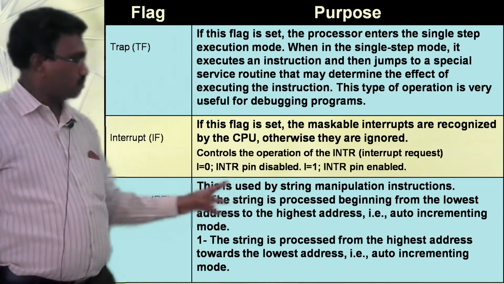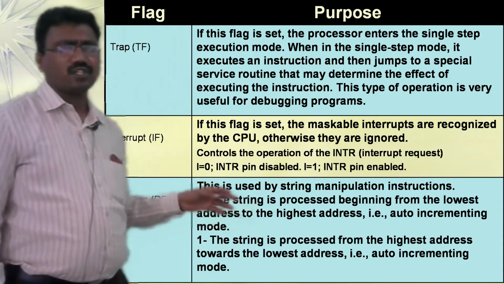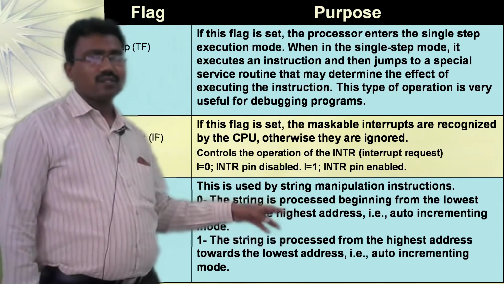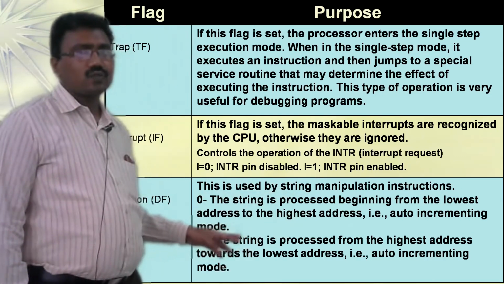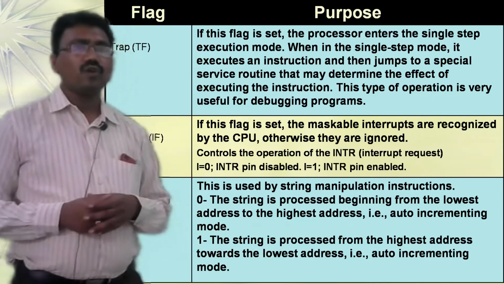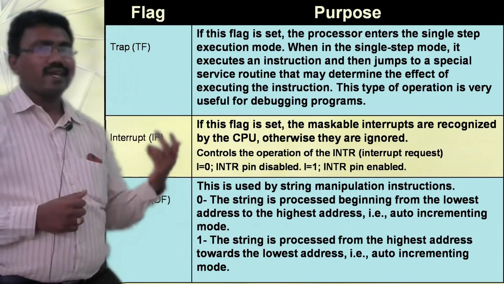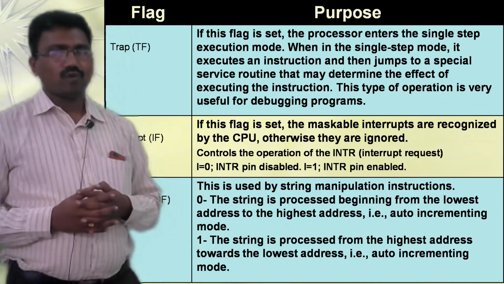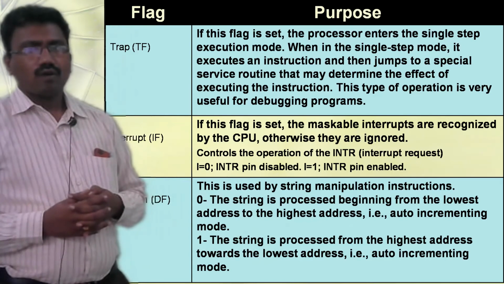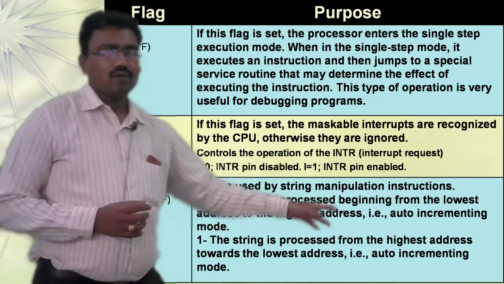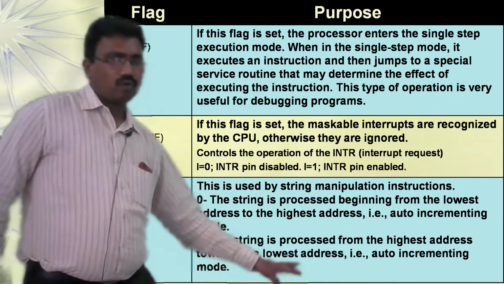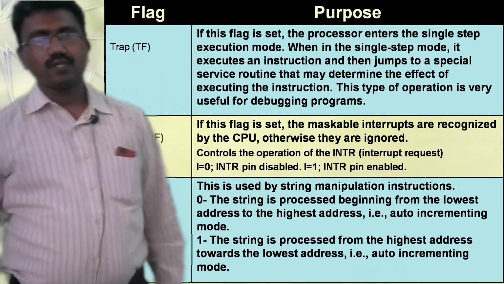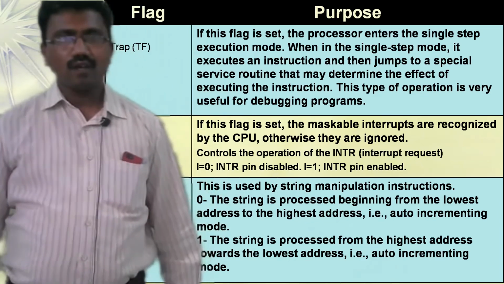Direction flags are used with the string manipulation instructions. For example, if the direction flag is equal to 0, the string is processed beginning from the lowest address to the highest address, which is auto incrementing mode. If it is equal to 1, accessing from the highest address to the lowest address is auto decrementing mode. Actually, this one is auto decrementing mode, so a small correction here. Okay, that's about the control flags in the 8086 microprocessor.